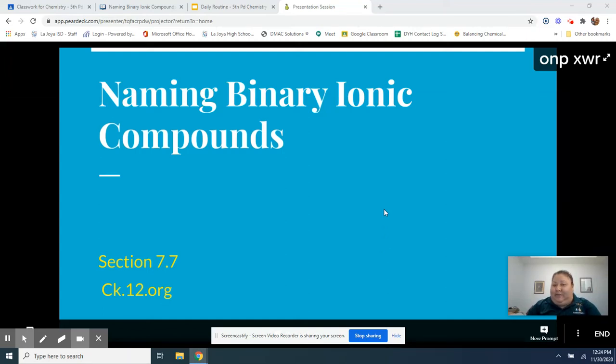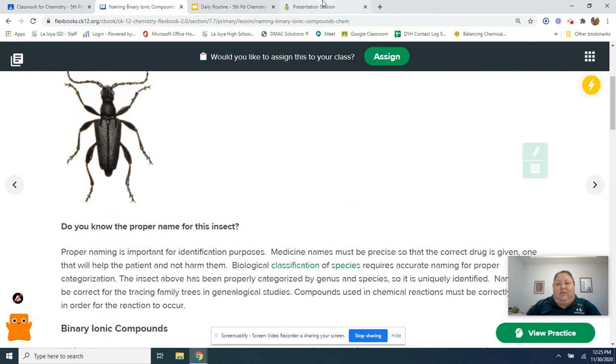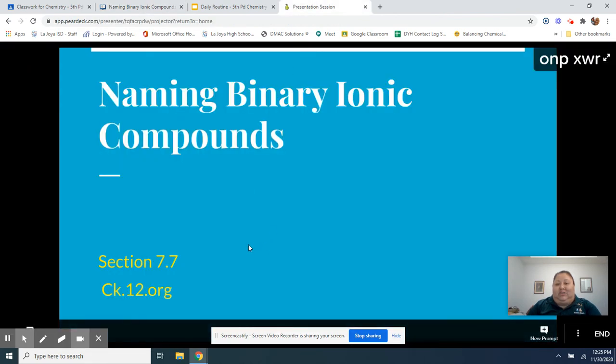We're back again from our Thanksgiving vacation, and we are continuing our sections. We have finished electron configuration. We're moving on to chemical nomenclature. So today's section is section 7.7, naming binary ionic compounds. And just like you see on your packet, that is part of our presentation. All this information does come from your CK12 packet and website. Okay, let's get started.